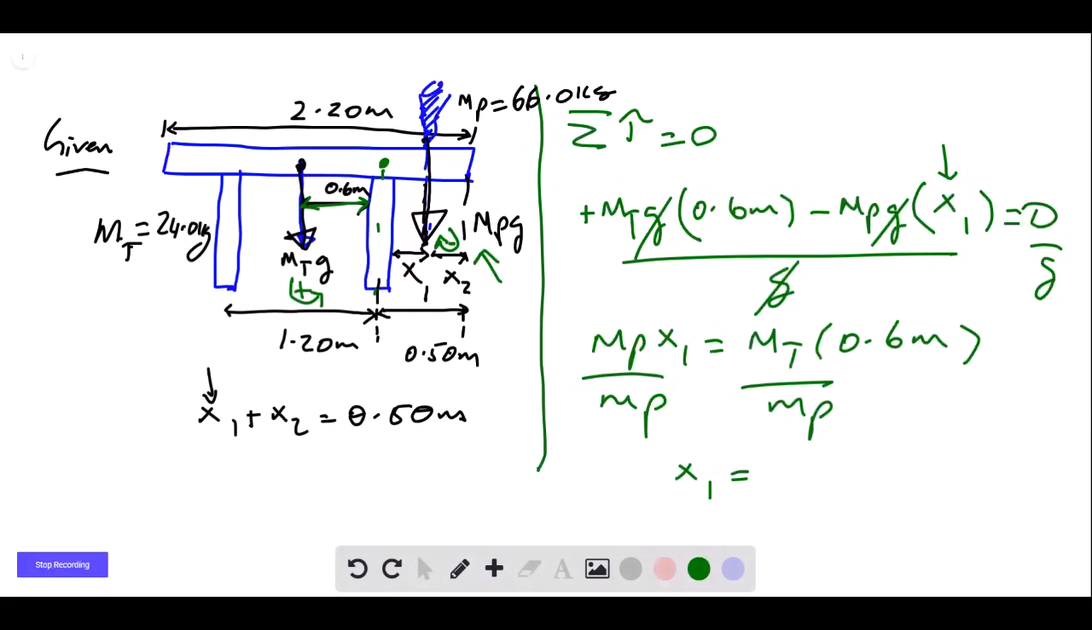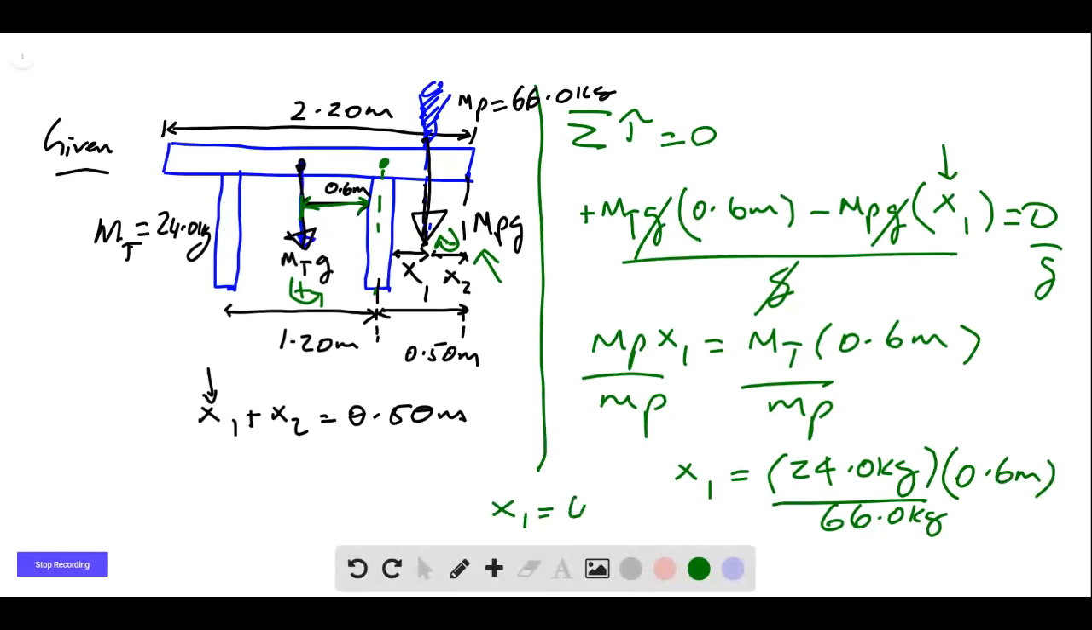And so x1, if you plug in the numbers, you get 24 kilograms of the table, mass of person, 66 kilograms, and then the distance, this perpendicular distance from the center up until the edge, that's 0.6 meters. So x1 becomes equivalent to 0.218 meters. And remember, x1 and x2 are equal to 0.5.